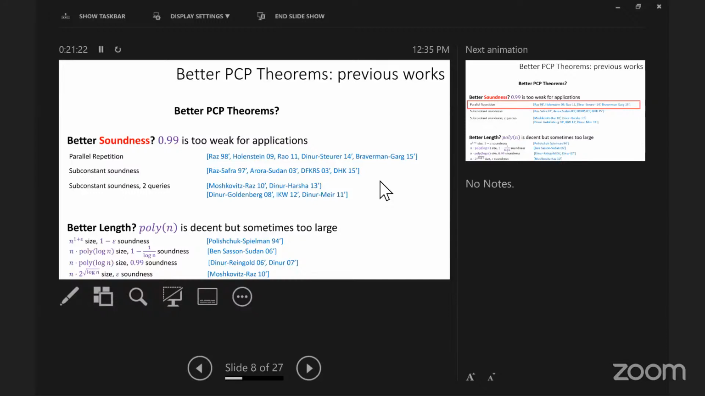So as far as this slide is concerned, the situation is: if you want quasi-linear size, then the soundness you can get is only bounded away from 1. And if you're willing to go slightly higher in size, then you can drive the soundness all the way to 0.